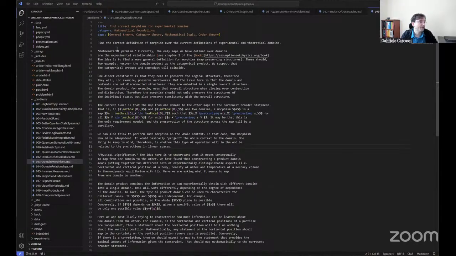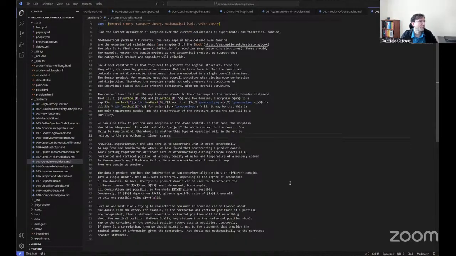This will work differently depending on the degree of dependence of the domains. In fact, the type of product domain can be used to characterize the different cases of dependence between the two things. If X and Y are independent, for example, all combinations are possible, so the whole XY plane is possible. Conversely, if Y depends on X, given a specific value of X, there will be only one possible value. Here we're most likely trying to characterize how much information can be learned about one domain from the other.